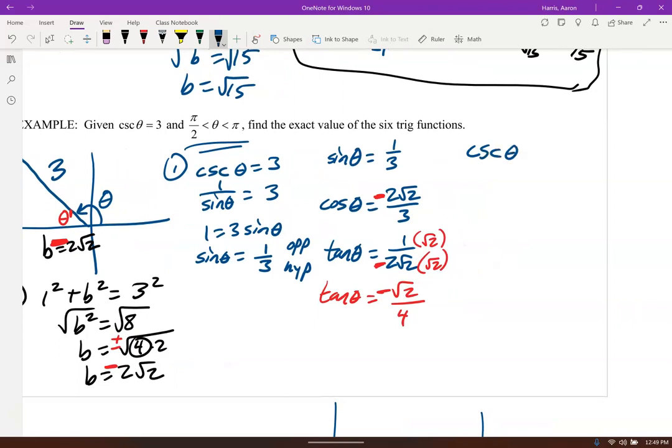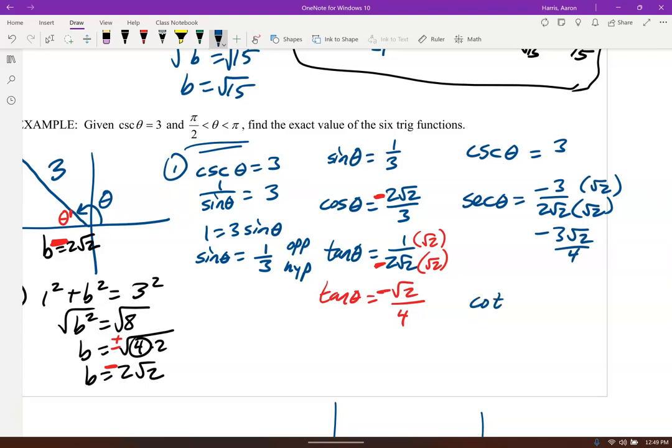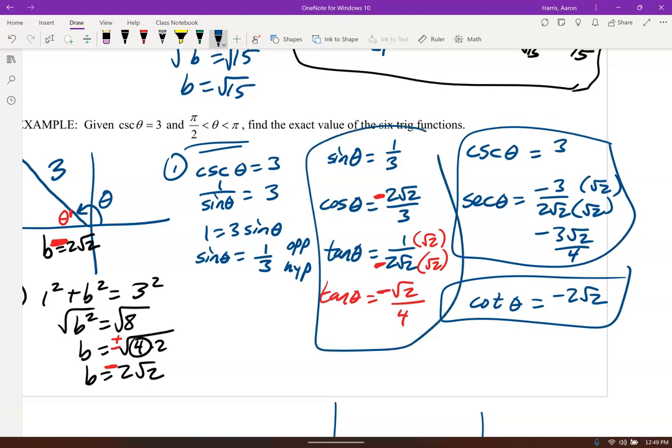They already gave us the cosecant, 3/1. The secant here would be, I just flip this over, -3/2√2. I do need to rationalize that. So -3√2/4. And then finally the cotangent of theta would be 2√2/1. Anyway, circle all these.